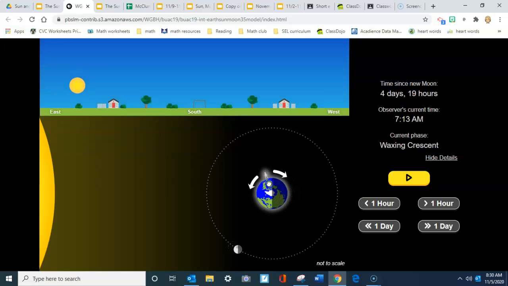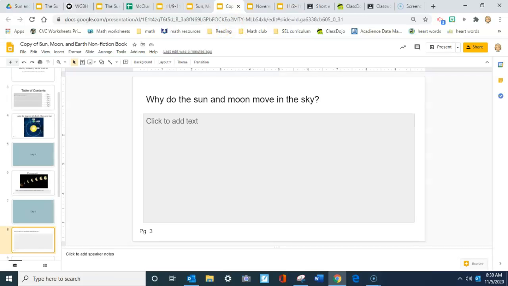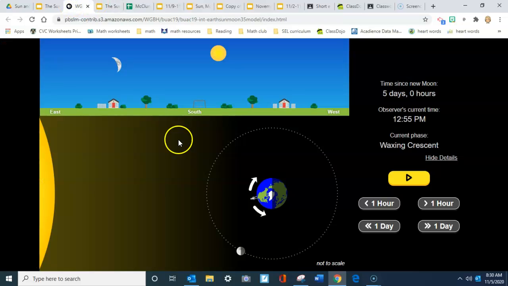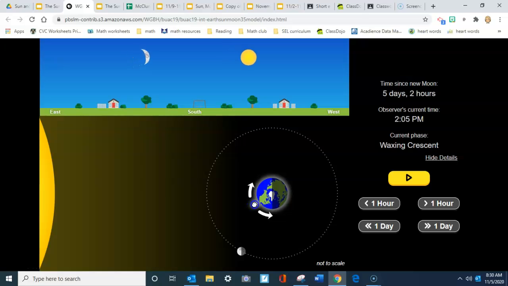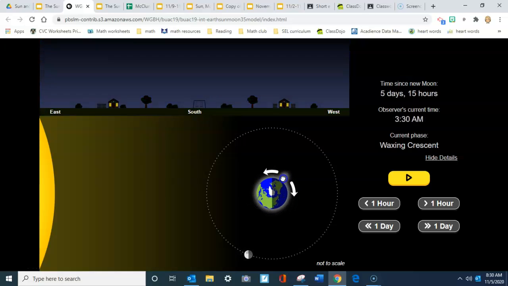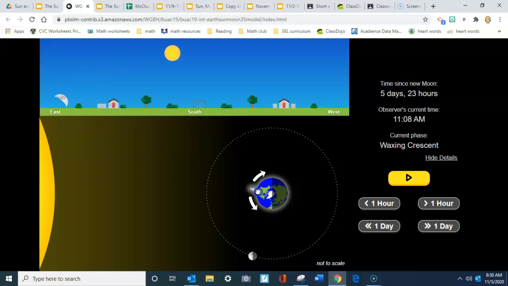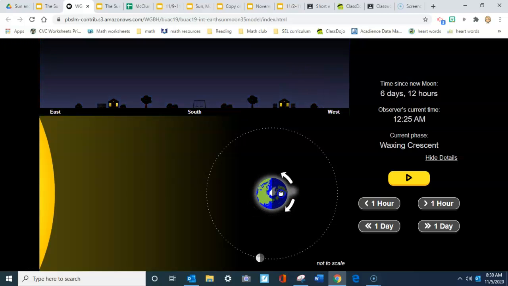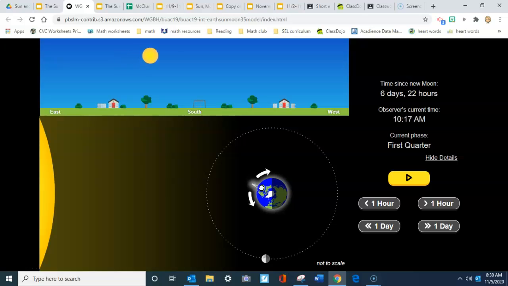Do you think we can answer that question now? Let's go back. The question was, why do the sun and moon move in the sky? Why do they move? Is it the sun and the moon that are spinning? No. It is the earth rotating. Because the earth is rotating, it causes the moon and the sun to look like they're moving in the sky.